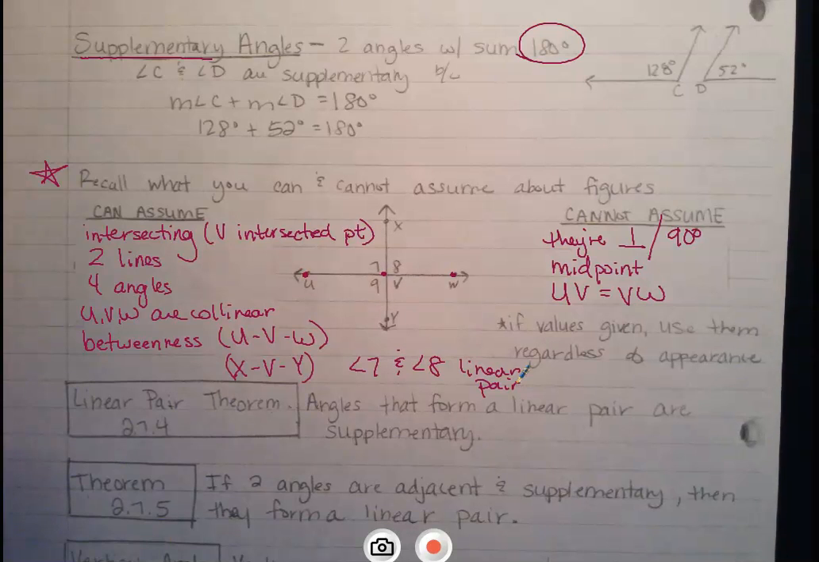How about any vertical angles? Which ones? Angle 8 and angle 9. Angle 8 and angle 9 are vertical. So angle 8 and angle 9 form a vertical pair.